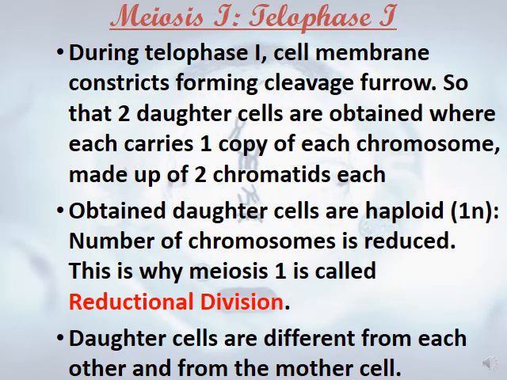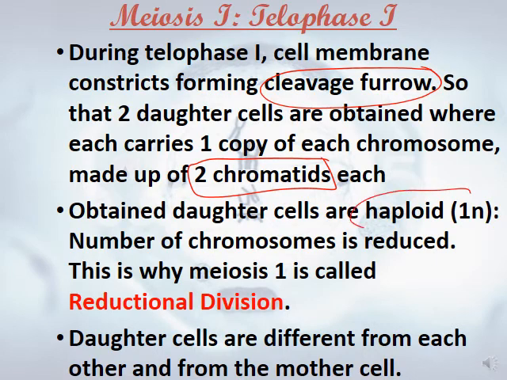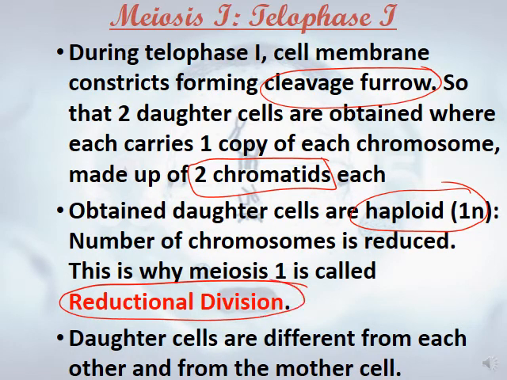Telophase 1. What will happen in telophase 1? During telophase 1, the cell membrane constricts, forming a cleavage furrow. We obtain 2 daughter cells, where each carries 1 copy of the chromosomes, each of 2 chromatids. The daughter cells obtained are haploid. The number of chromosomes is reduced here. That's why meiosis 1 is called reductional division.